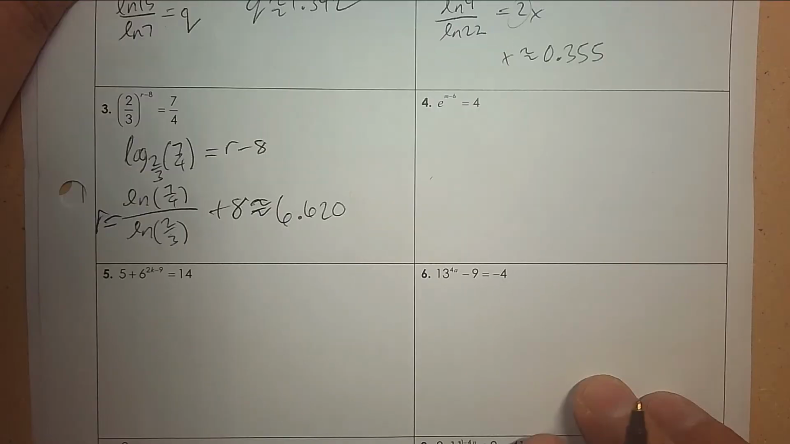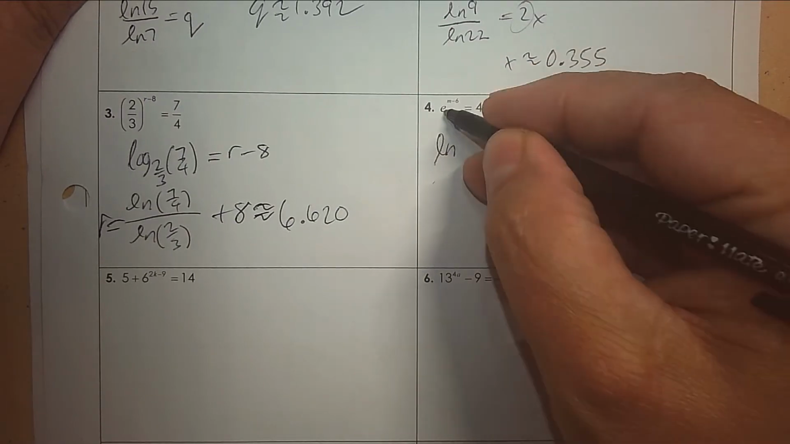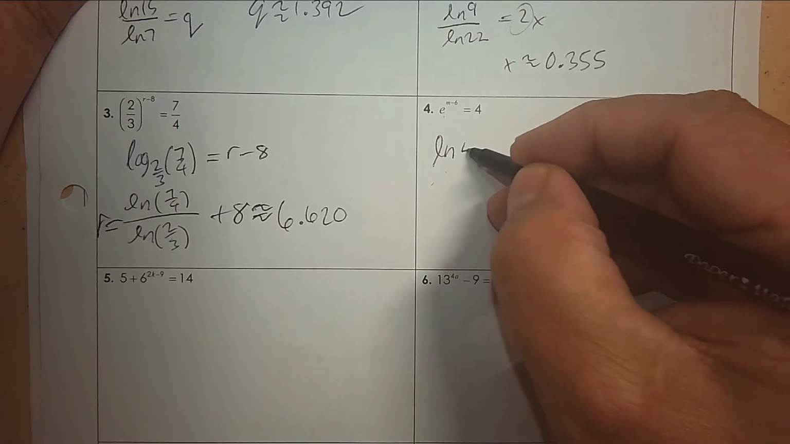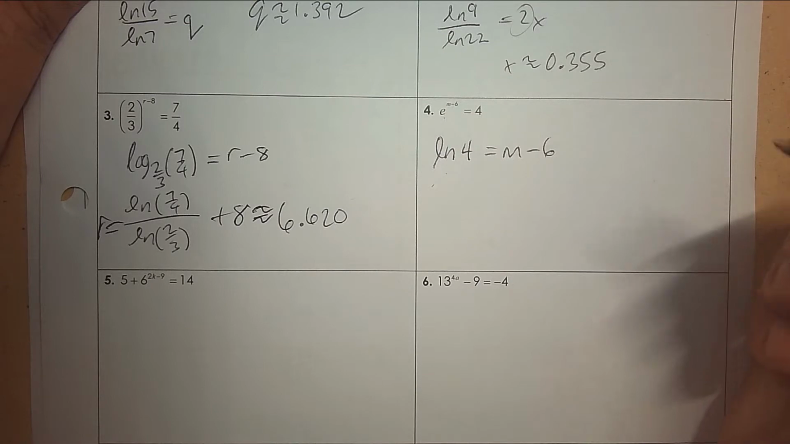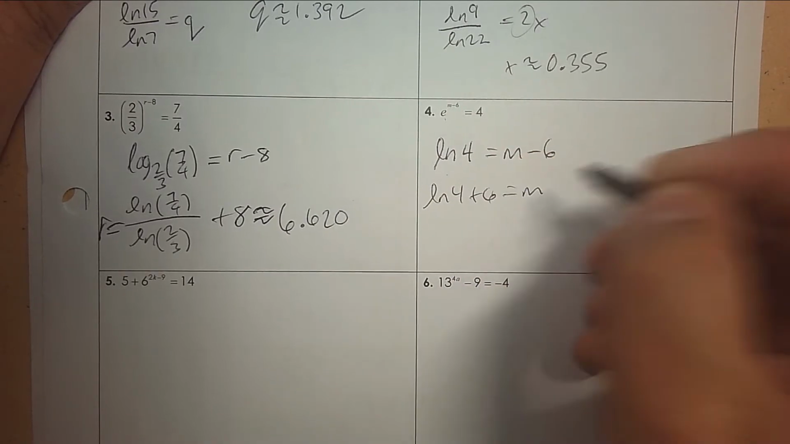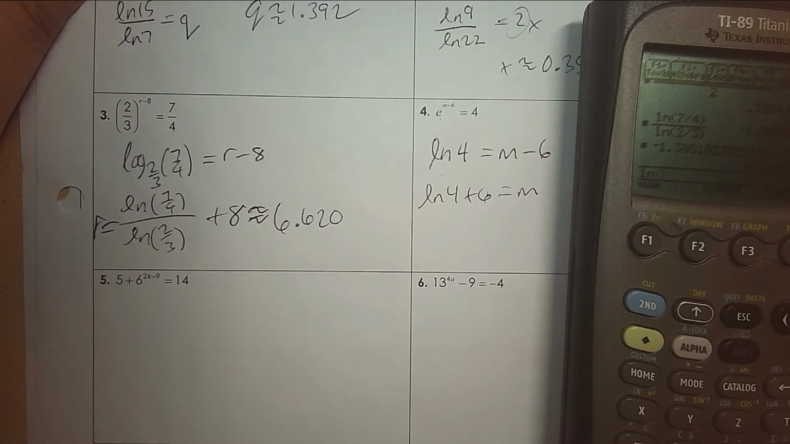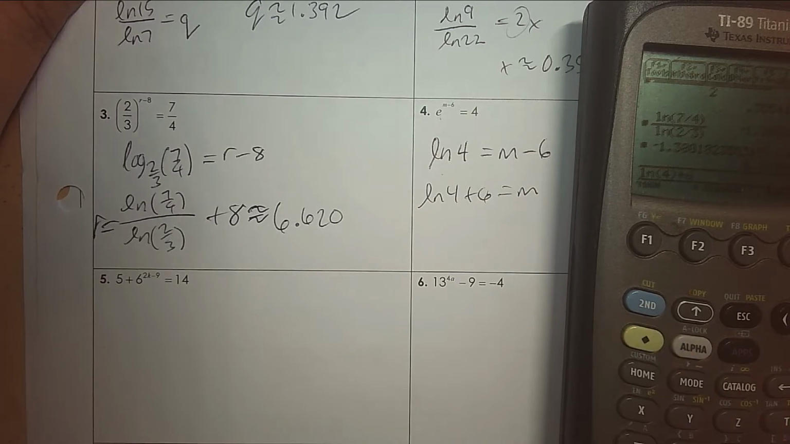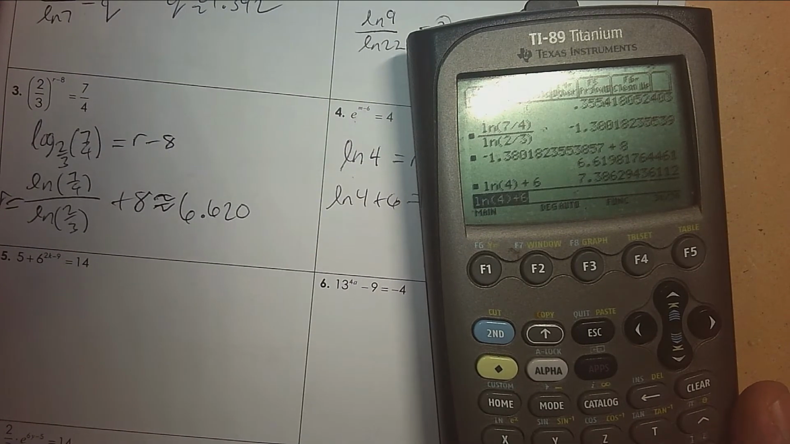Number 4, the exponential part's already isolated. The base is e. So the logarithm with base e is ln. 4 goes inside, and then the exponent goes to the other side. To get m by itself, you add 6, and that's it. So ln 4 plus 6, which is 7.386.